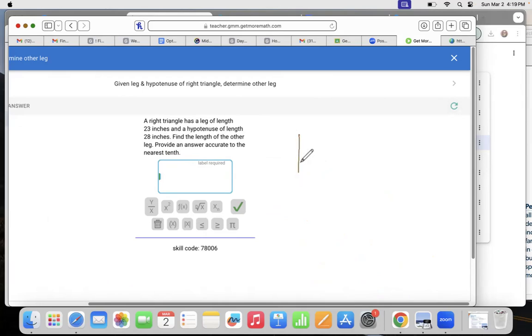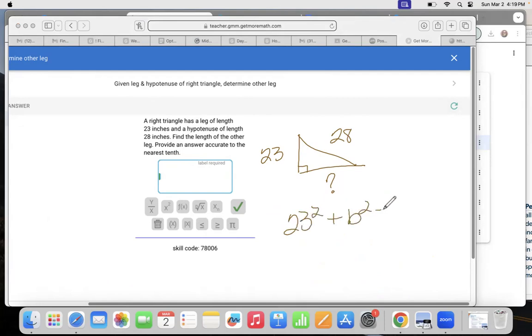All right, this one here, it tells me that I have a right triangle, a leg length of 23 inches, and a hypotenuse of 28. What is the other leg? So we're going to have 23 squared plus b squared equals 28 squared. Again, remember, your hypotenuse is always your c squared. That's the biggest one to make sure that you pay attention to.